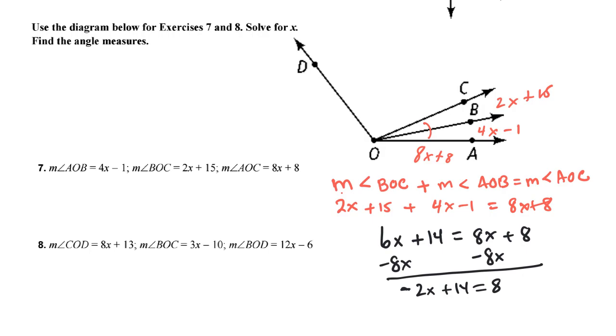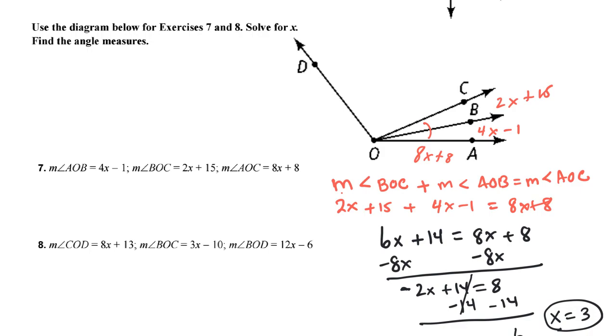Now, since we're going to isolate the x value, we're going to subtract 14. Subtract 14. So 14 minus 14 is 0. You're left with negative 2x equals 8 minus 14, which is negative 6. And then we divide by negative 2. So x equals 3. And that's all they wanted you to, oh, and then it says find the angle measurements. So to find the angle measurements, you're going to have to do what?